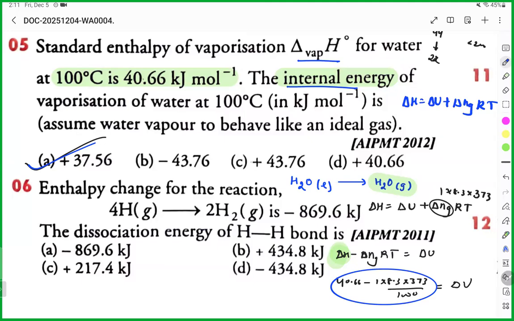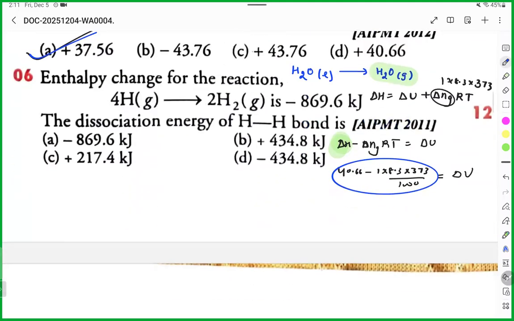Here you will understand you don't need to do calculation if you understand the question. That means no need of calculation anywhere. Exact calculation is not required. Enthalpy change for the dissociation.